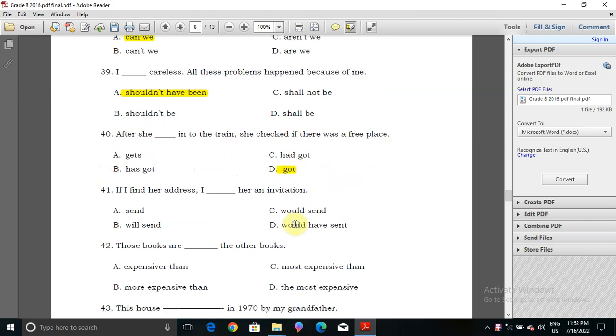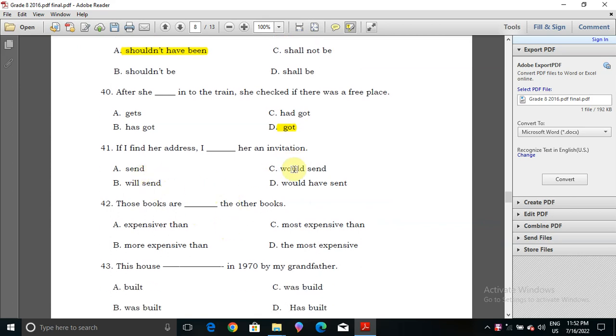Now question number 41: if I find her address, I dash her an invitation, right? An invitation. What is it: sent, will send, would send, or would have sent? Now here what we have is if I find her address. So that means something verb 1, right? So we are going to use will plus verb 1, which is I will send her an invitation. So the correct answer for question number 41 will be will send.